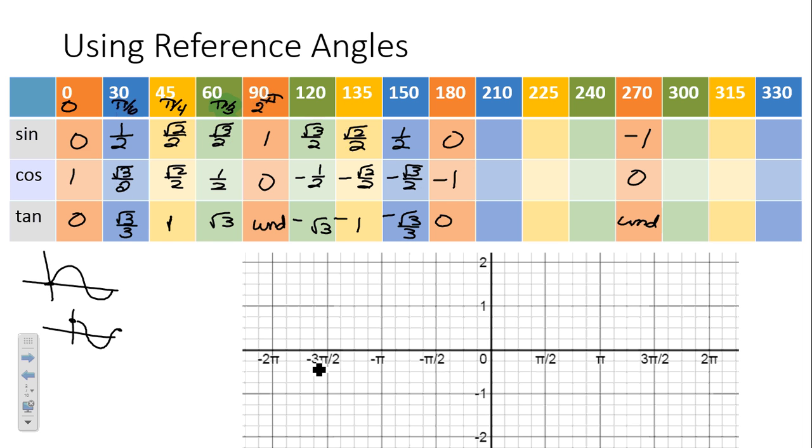210. What kind of angle is that? 30. In which quadrant? Third quadrant. Okay. Who's positive in the third quadrant? Tangent. So we know we're having a positive tangent. Everybody else is negative. And then you write your 30s.